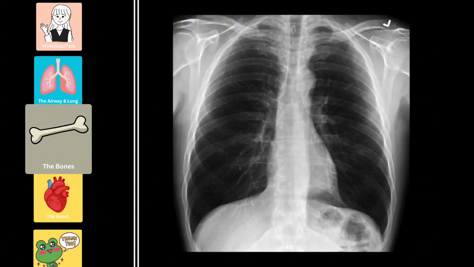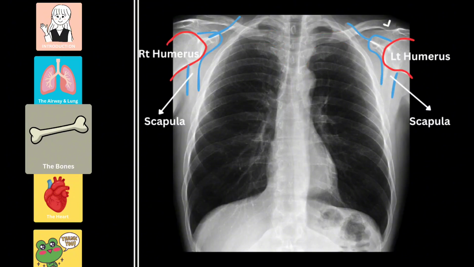I usually start with the clavicles to see if they're equidistant from each other, which is important in determining rotation of the X-ray that you're looking at. You may also notice the manubrium between each clavicle. Here is your scapula and humerus on the right and left side.